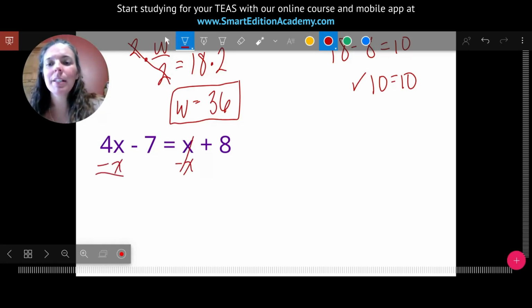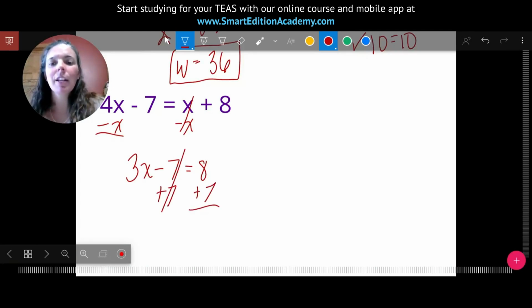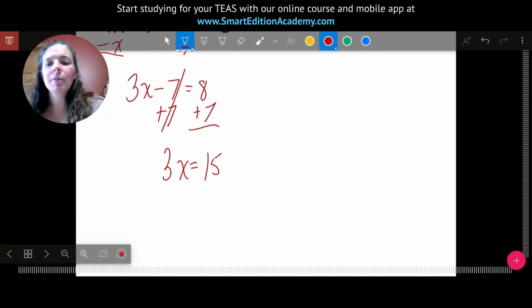So 4x minus x would leave me with 3x. 3x minus 7 equals 8. And now I have a pretty simple equation to solve. Just like we've been doing, we're going to get rid of the addition and subtraction first. So the inverse would tell me to add. 8 plus 7 is 15. So 3x equals 15. I'm going to do the opposite of multiplication, which is division, to get x equals 5.